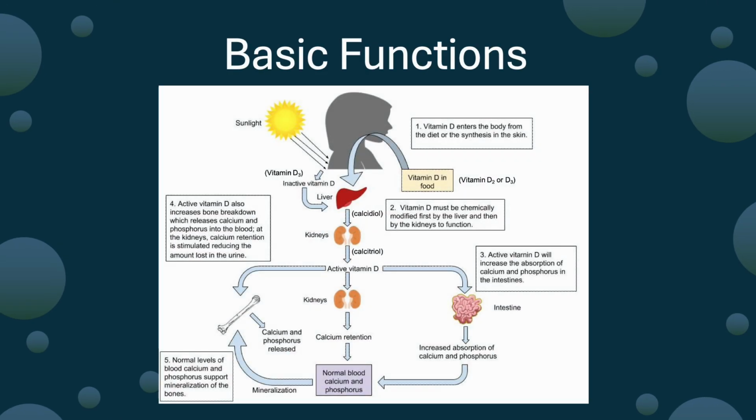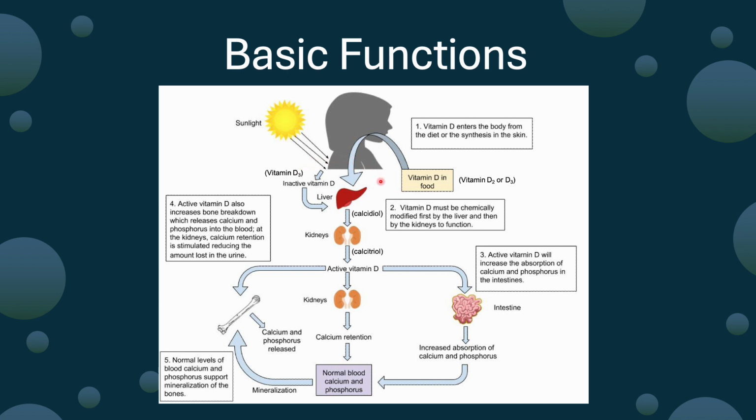Okay, now let's talk about the primary functions of vitamin D in the body. So as I mentioned before, we have those two primary sources of vitamin D. We either get our vitamin D from food, or we get vitamin D produced by the skin by interacting with the UV rays from sunlight.